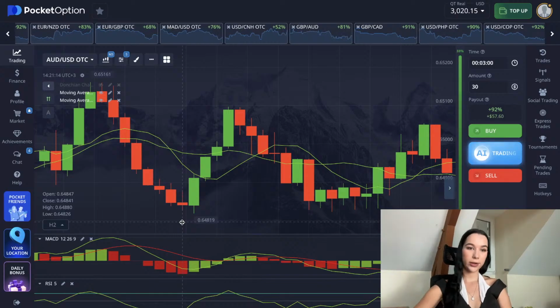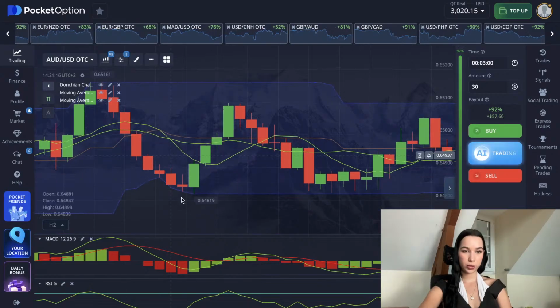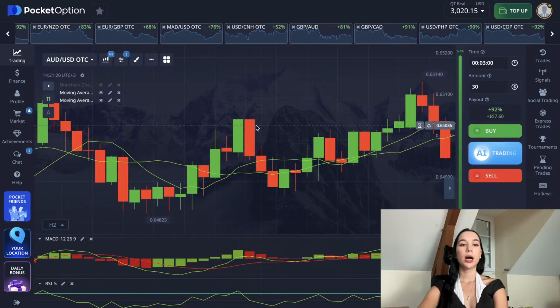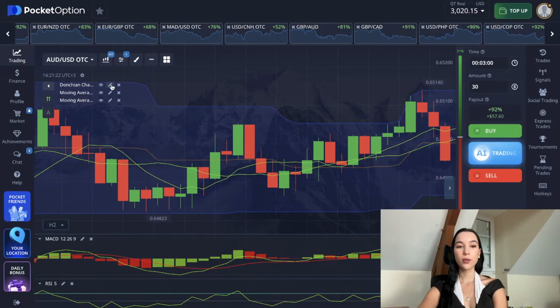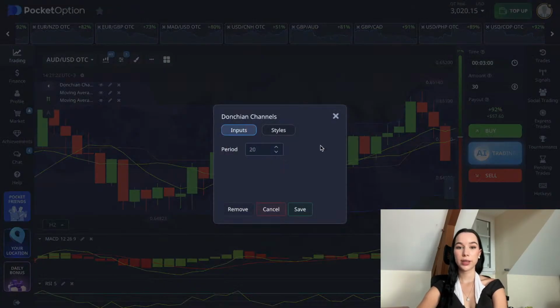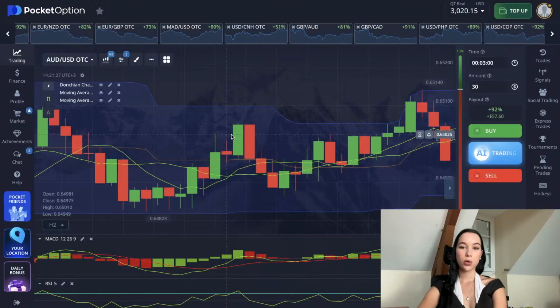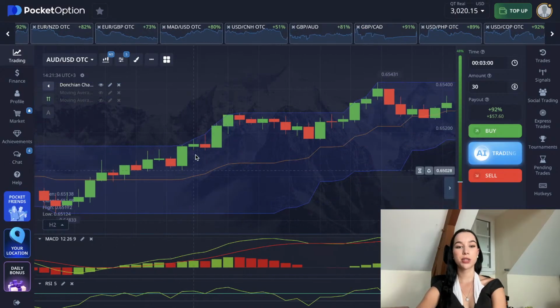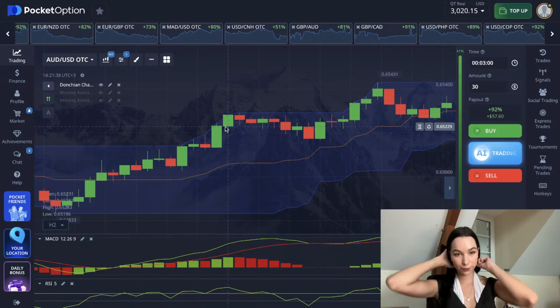More about the indicators. Here we use 5 indicators. First of all is the Donchian channel with default settings actually. I didn't change anything. The period is 20. The Donchian channels we use for literally seeing support and resistance levels of the price. So it's like the opposite of where the price is moving.